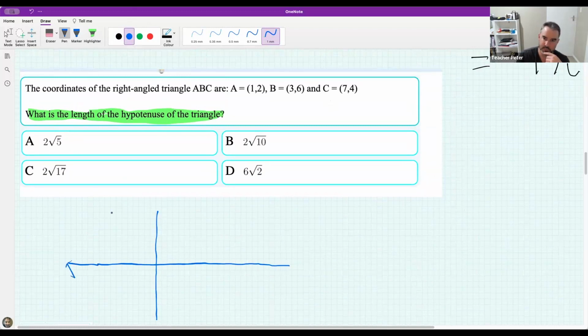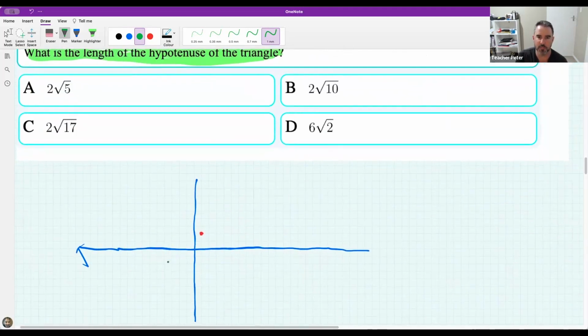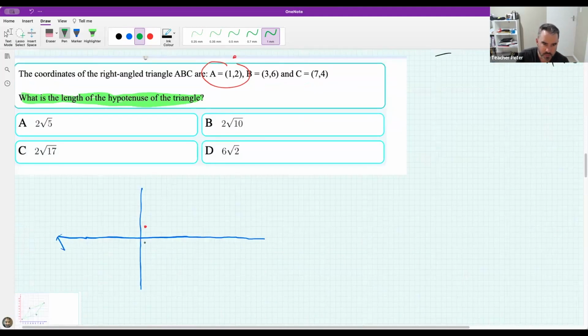I think, and I don't know if anybody else thought of this, but if I put the points on a drawing, it helps me understand what's going on. So let's go with A is 1 across and 2 up. So there is A, it's the red dot. B is 3, 6. Let me maybe zoom in a little bit so it's a bit bigger. 3, 6, 1, 2, 3, 6. Okay, so that is B. And C is 7, 4. So 1, 2, 3, 4, 5, 6, 7. 1, 2, 3, 4.